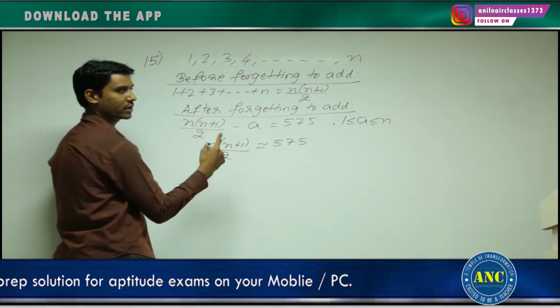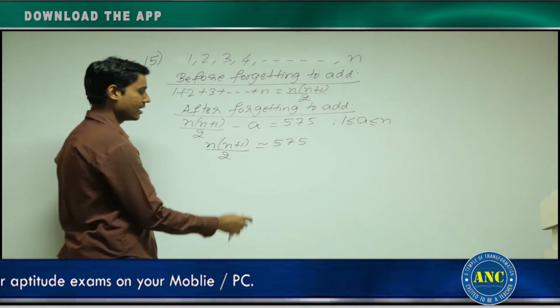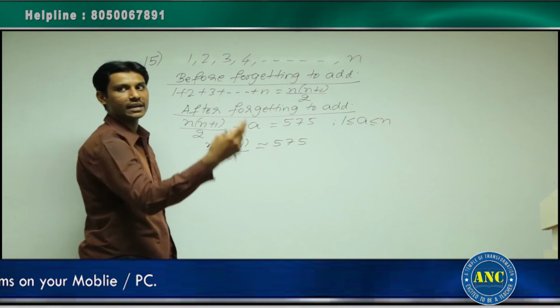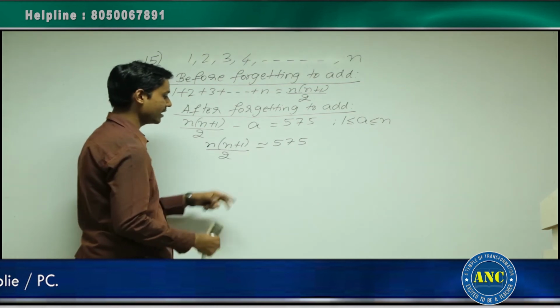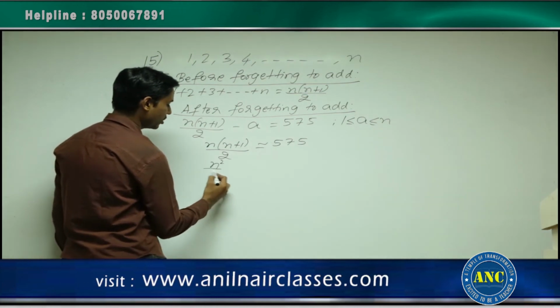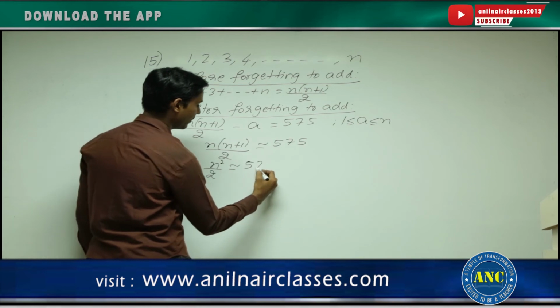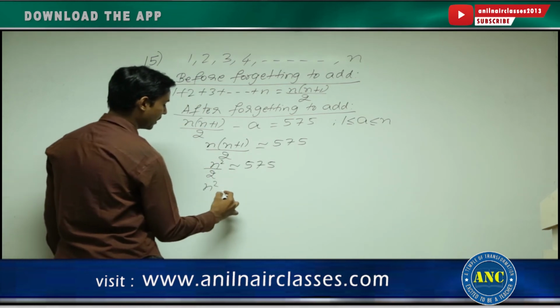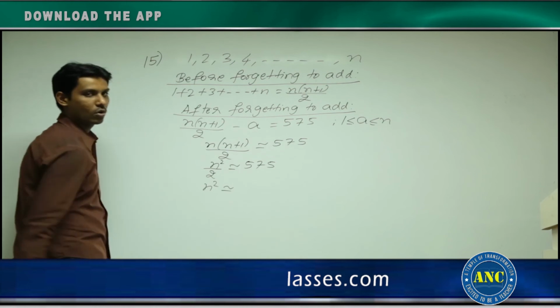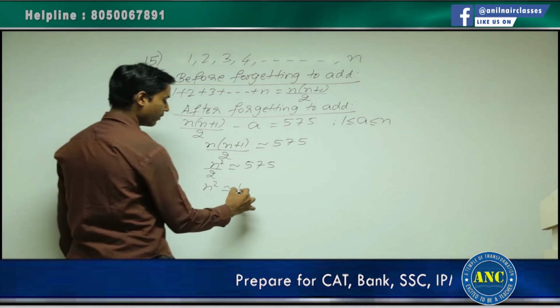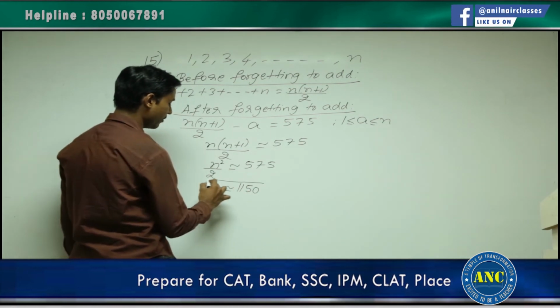Again, n and n plus 1 are consecutive natural numbers. That means n plus 1 can approximately be taken as n itself. So n into n is n square. n square by 2 is approximately 575. n square is approximately 575 into 2. 575 into 2 is 1150. n square is approximately 1150.